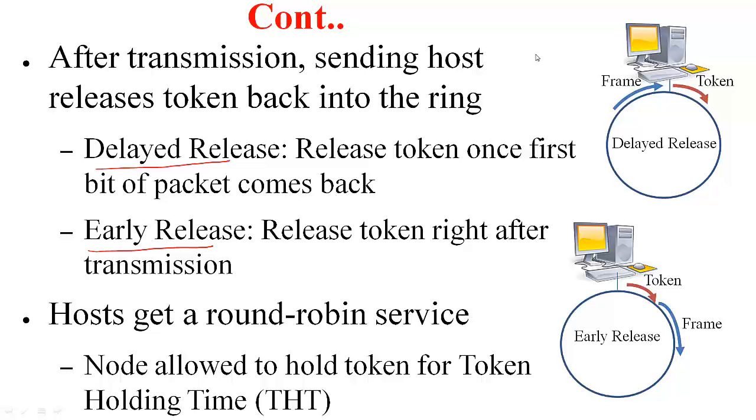So here is the host. Let me draw here again. And it has now sent a frame out after capturing the token. Now this frame is going to go around the ring, and then the first bit will reach the host again. Now after this first bit has reached, this host is ready to release the token back into the ring. So this is delayed release.